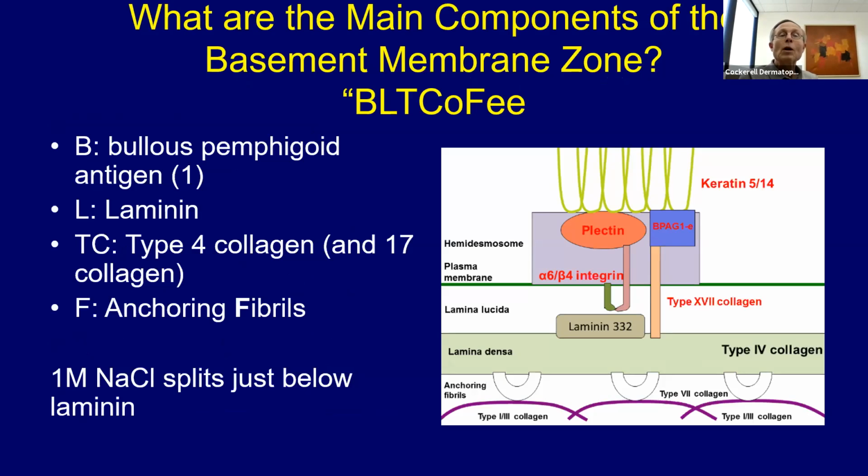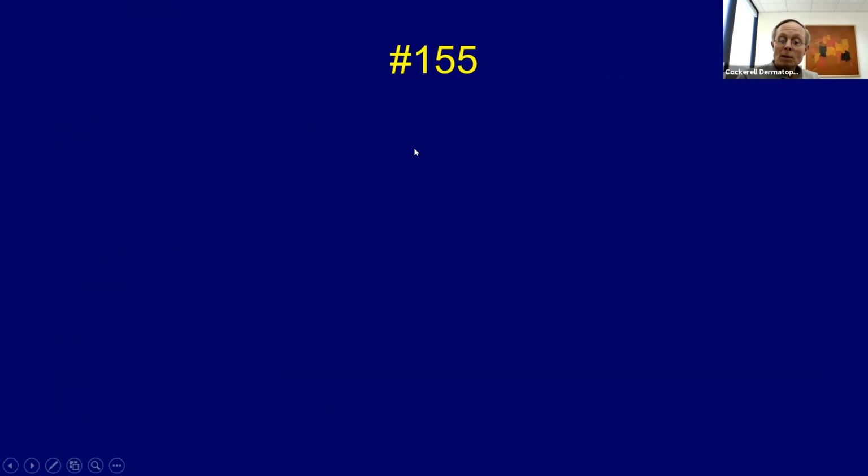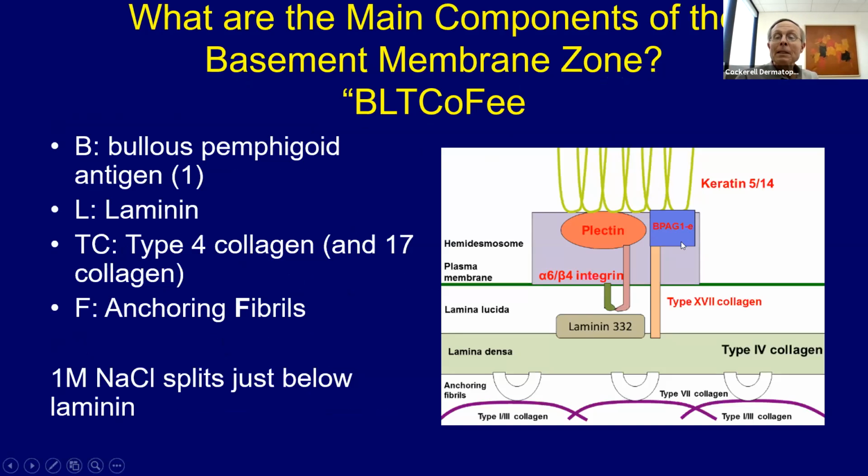Because they're going to ask you questions about this. When I was taking it, they've added a few antigens in the last 30 years since I took the exam. But basically, I used to use the mnemonic BLT coffee, because you think about bullous pemphigoid antigen being high up, and then type 7 collagen is way down at the bottom. So if you just think about where the 1 molar sodium chloride causes the split, just beneath laminin, you can think about where things map.